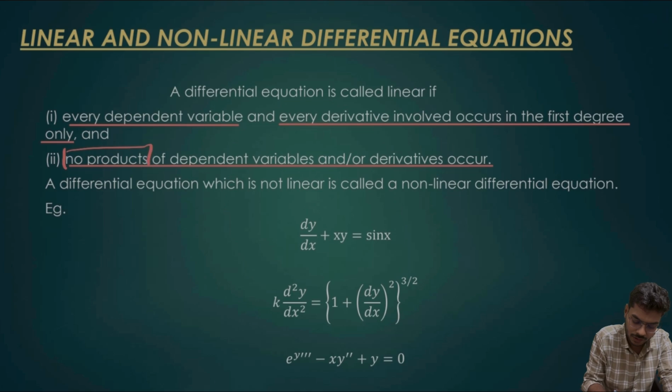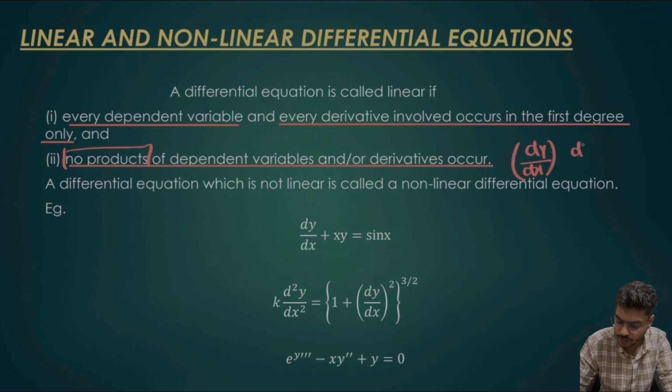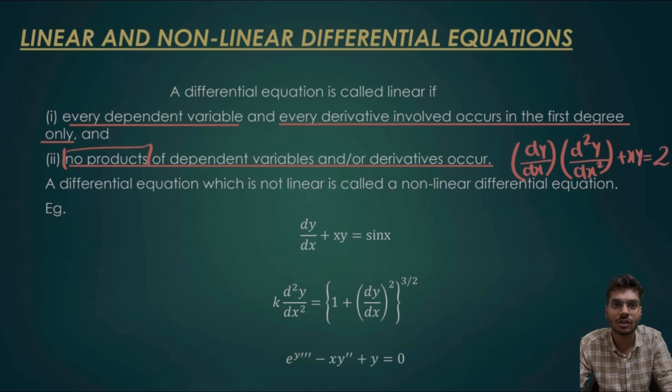No product of the dependent variable or its derivative occurs. No product. It means dy by dx into the double derivative plus xy equal to 2. This type of question should not be there, where the derivatives should not be multiplied.